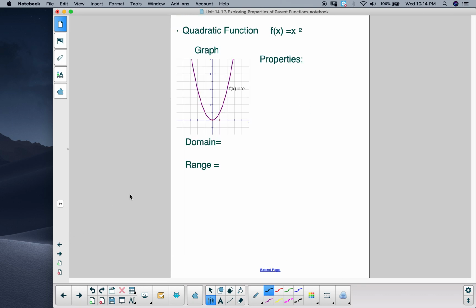Next, we're going to look at the quadratic function, f of x equals x squared. The properties are, it's a parabola that opens up, as you can see here. It opens up.